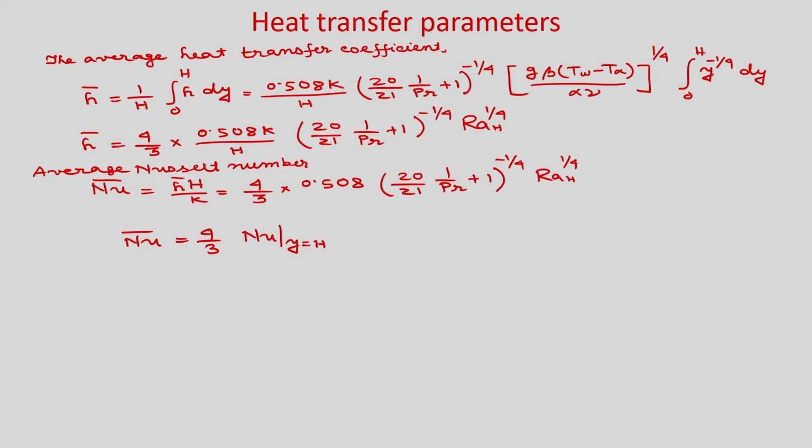So, now we will discuss two limiting cases. One is Prandtl number tends to 0 and another is Prandtl number tends to infinity. You know, when Prandtl number is much less than 1, your Nusselt number will be a function of Rayleigh number and Prandtl number, and when Prandtl number tends to infinity, that means when you have high Prandtl number fluids, then your Nusselt number will be a function of only Rayleigh number.